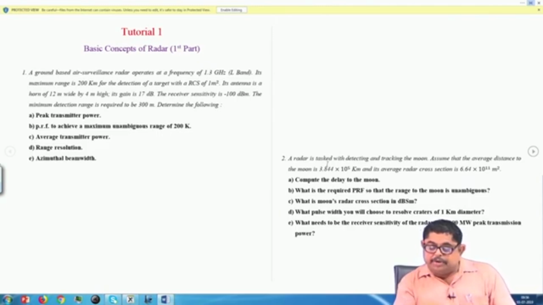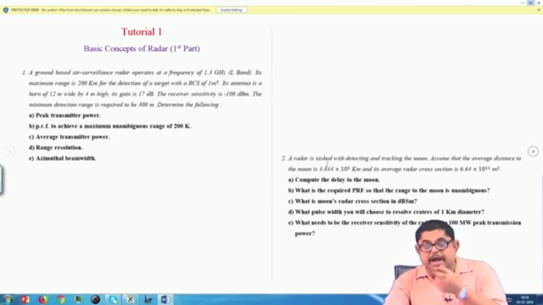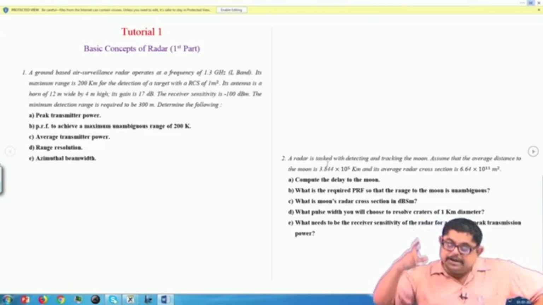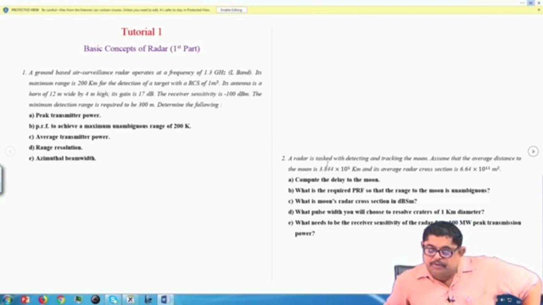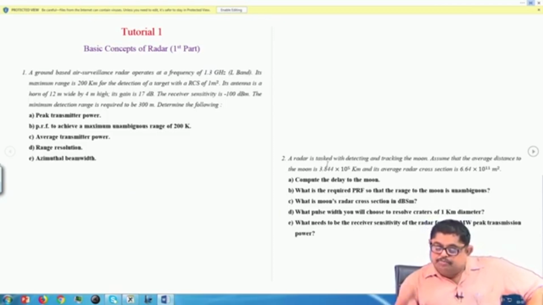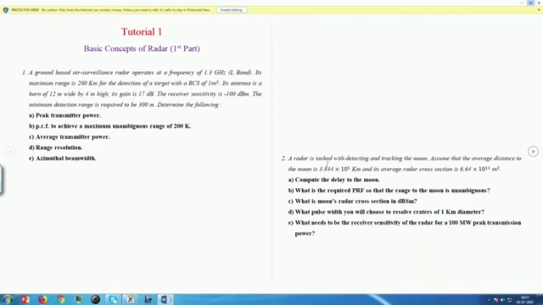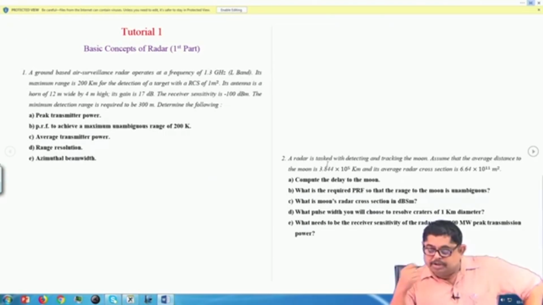Now, the first part is to compute the delay to the moon. Then, what is the required PRF so that the range to the moon is unambiguous? I want this range, 3.844 into 10 to the power 5 kilometer, to be at least my unambiguous range. Then, what is the moon's radar cross section in dBsm? The value is given in absolute terms, it is just that in dB scale you practice converting it to dBsm.